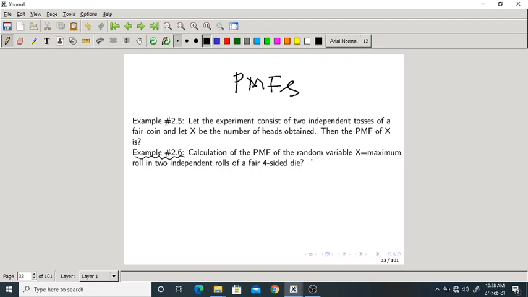Calculate the PMF of a random variable X that is the maximum roll in two independent rolls of a fair four-sided die. So a 4-sided die is rolled 2 times and we have to find out the PMF of X. The random variable is X, which is defined as the maximum roll. X is the maximum of 2 rolls. So we have to find out the probability mass function of that particular random variable.